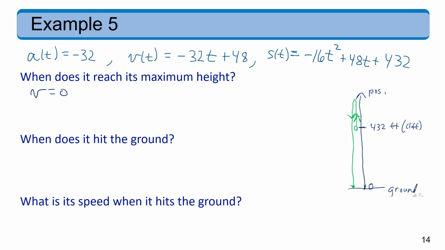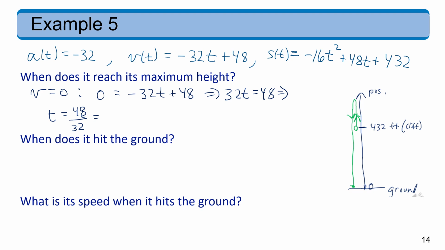So what we can do is take the velocity function that we found on the previous slide and plug in 0 for the velocity and solve it for t. Okay, so that gives us 0 equals negative 32t plus 48. We're solving for t, so we get 32t equals 48. And then finally, t equals 48 over 32. And that simplifies to 3/2, or 1.5.